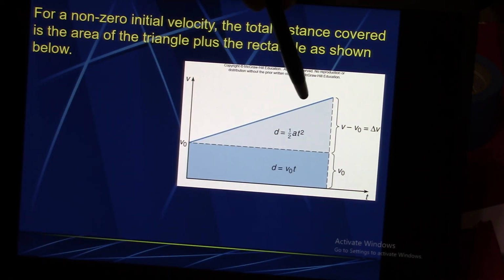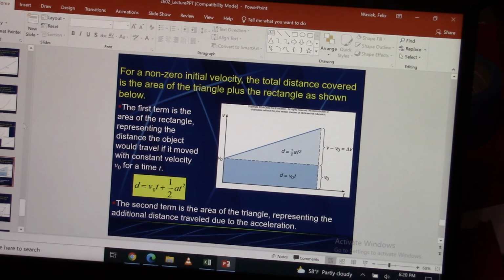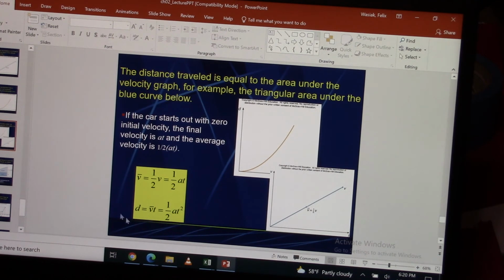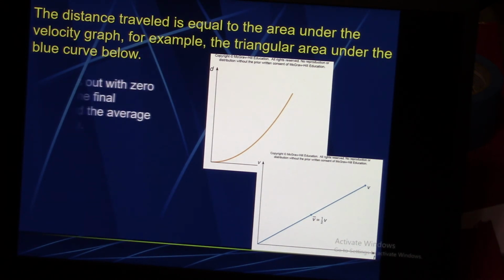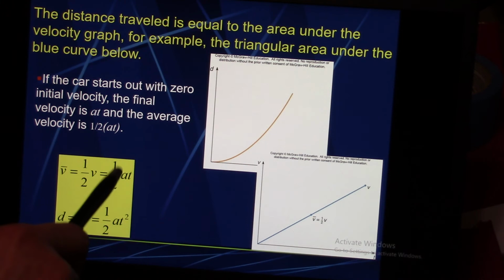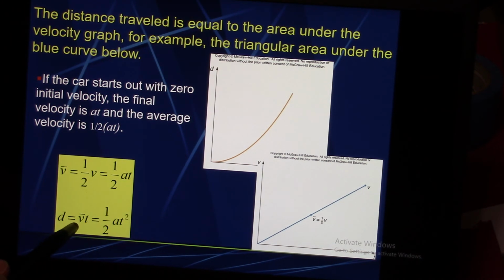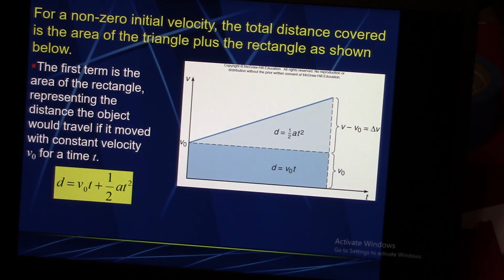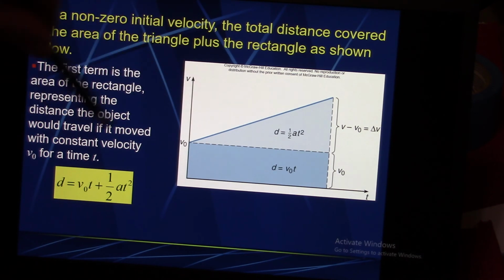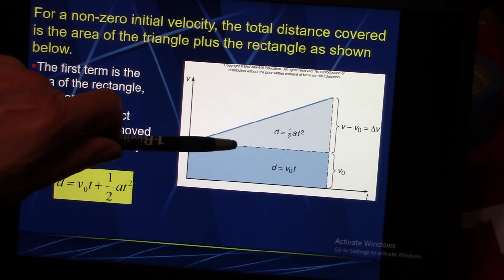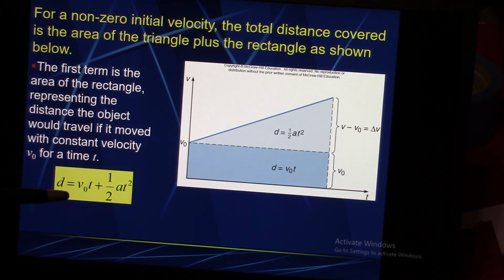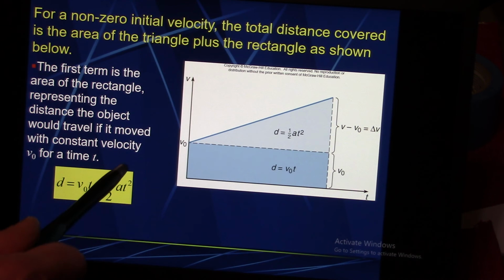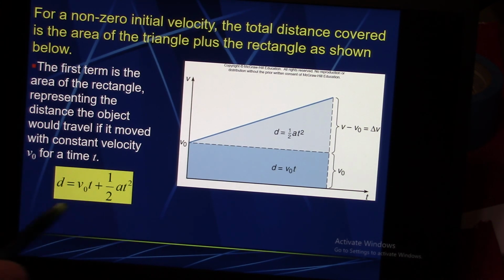Remember, for distance, we went to the previous chart. Velocity is 1/2 AT, but then for distance, you take your velocity and you multiply it by time, so it's 1/2 AT squared, okay? So the total distance, if you were going at some initial velocity and then you added some acceleration, would be v0t plus 1/2 AT squared. So this is a formula that we'll be using in the homeworks, okay?